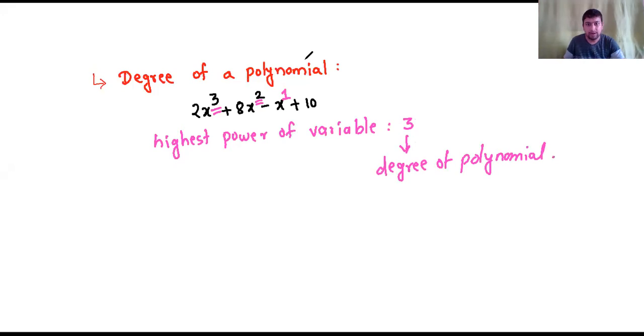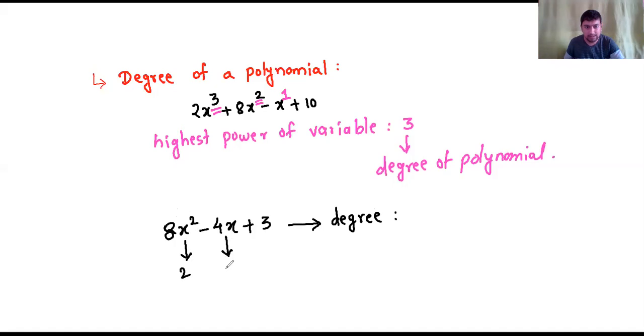For example, I will write one more expression. Let's say the given expression is 8x square minus 4x plus 3. If someone asks you what is the degree of this polynomial, you have to identify the highest power of variable. See here, what is the power of x here? 2. What is the power of x here? 1. What is the power of x here? 0. What is the highest number? 2. So 2 is called the degree of that polynomial.